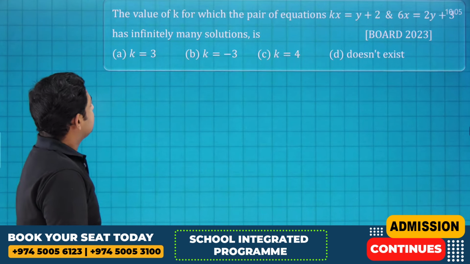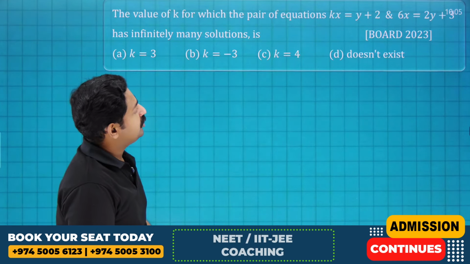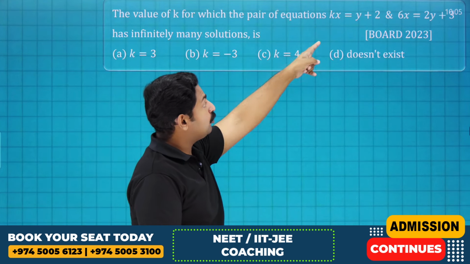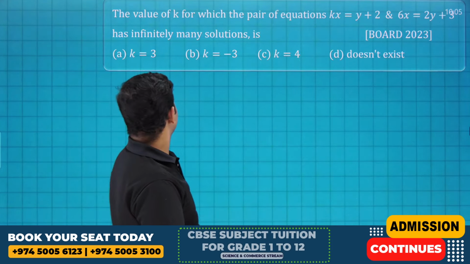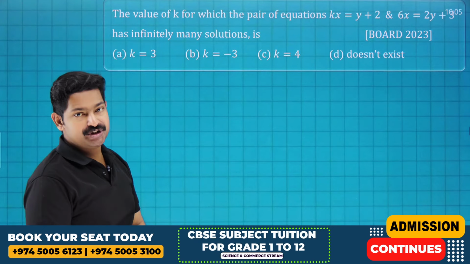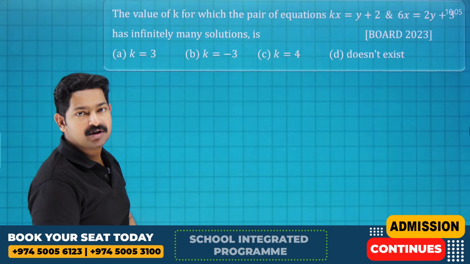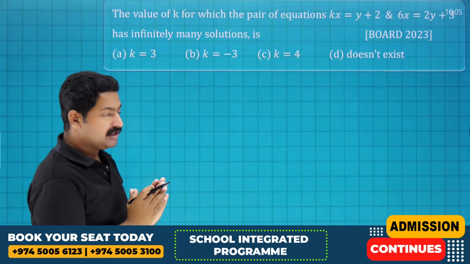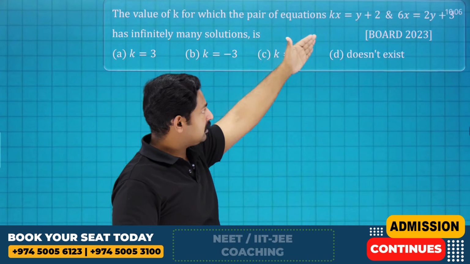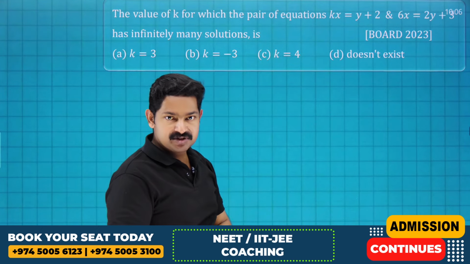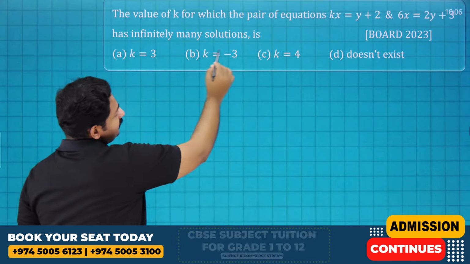The next one: the value of k for which the pair of equations kx equal to y plus 2 and 6x equal to 2y plus 3 has infinitely many solutions. We need to find what is the value of k. When these questions are asked, as I told you, many questions come from this section, but you have to be careful. Here there is a twist.